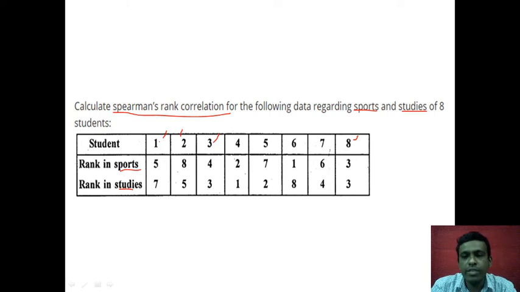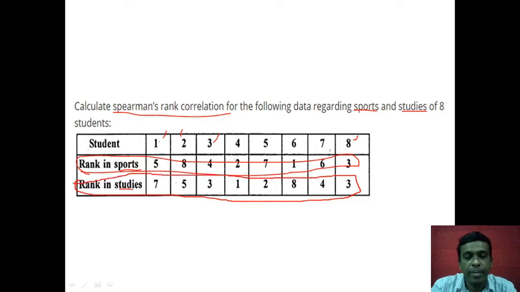One thing that is noticeable in this problem is there is no repetition of ranks. You can see in the ranks in sports there is no repetition of any ranks. We have rank number 1, 2, 3, 4, 5, 6, 7 and 8. Similarly, in the ranks in studies we also do not have any repetition: 1, 2, 3, 4, 5, 6, 7, 8. So 8 students, 8 different ranks. No tie in the ranks.